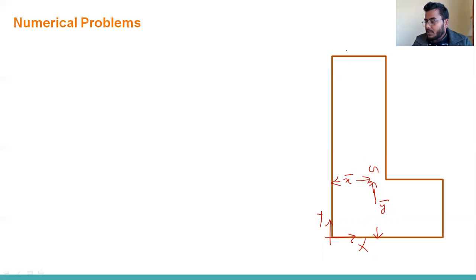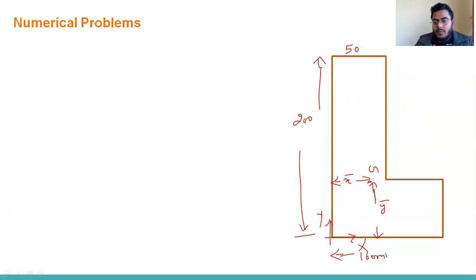Let me write the dimensions once. This is 50 mm. This total, from here to here, is 200. This total is 160. All are in mm. And this is 80 mm. So we can calculate. I'm dividing the section like this: this is section 1, a vertical rectangular shape, and this is the second section.